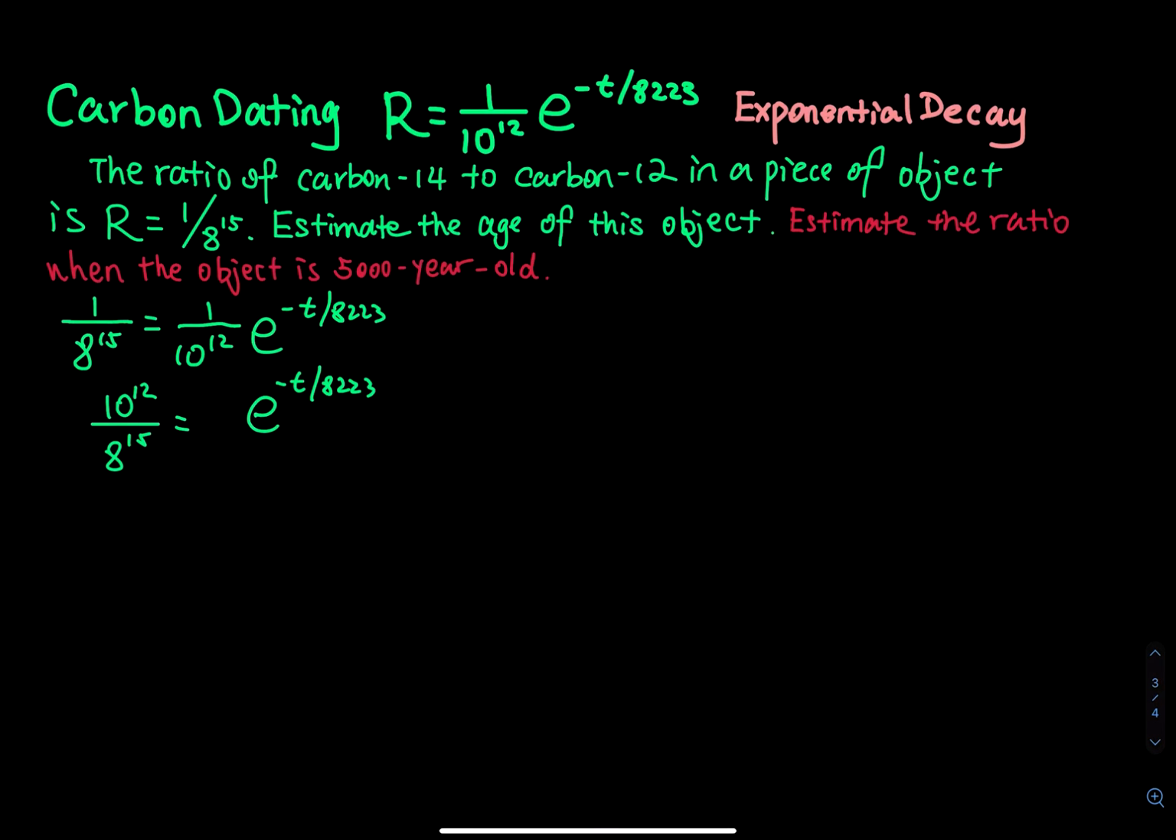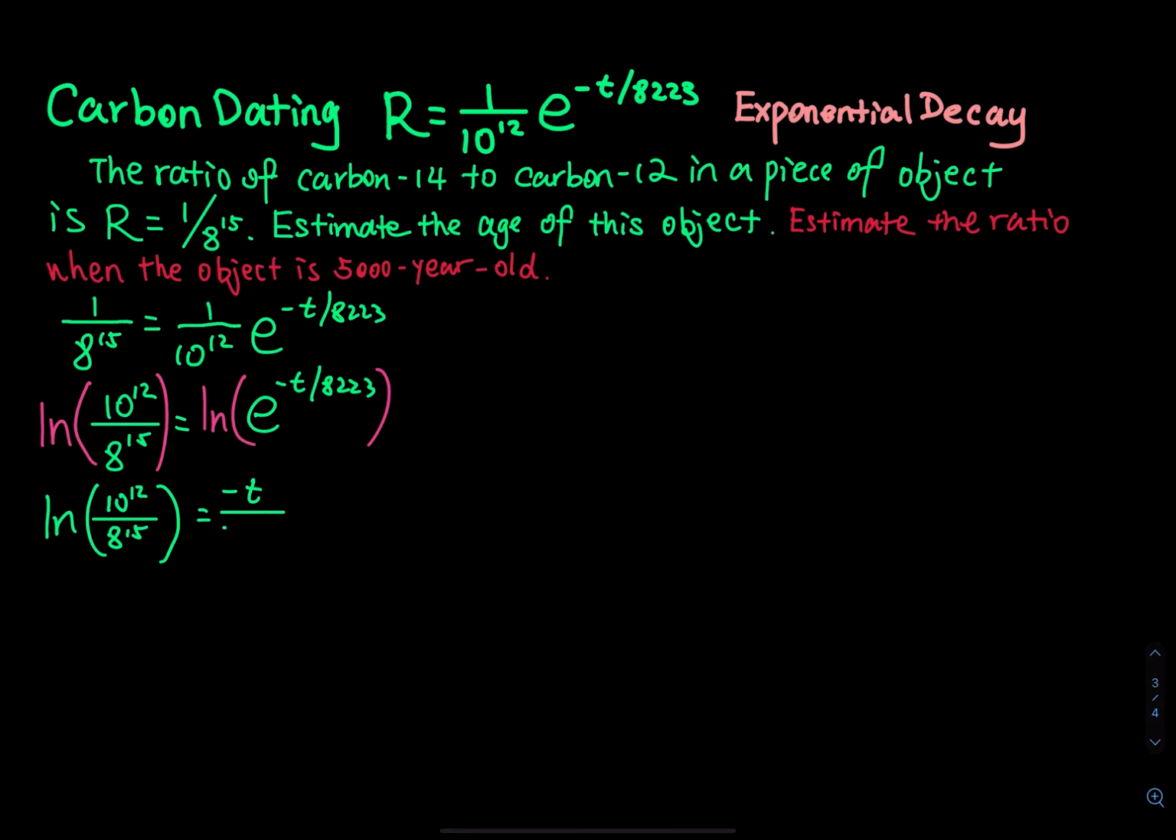To bring the exponent down, I have to ln both sides. So ln the left and ln the right. And then we have ln of 10 to the 12 divided by 8 to the 15. Do not approximate this yet. It equals, bringing the exponent down, t divided by 8223 times ln e, which is just equal to 1. Then you multiply both sides by negative 8223.